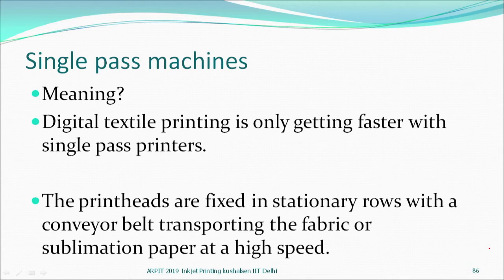Obviously, we mentioned before, fabric can be printed. You can print a paper which can be used as transfer paper, sublimation paper, that also can be printed by these machines. So, speeds increase because one of them is stationary. Which one? The print head is stationary. The fabric moves, stops, moves, and this has increased the speed.